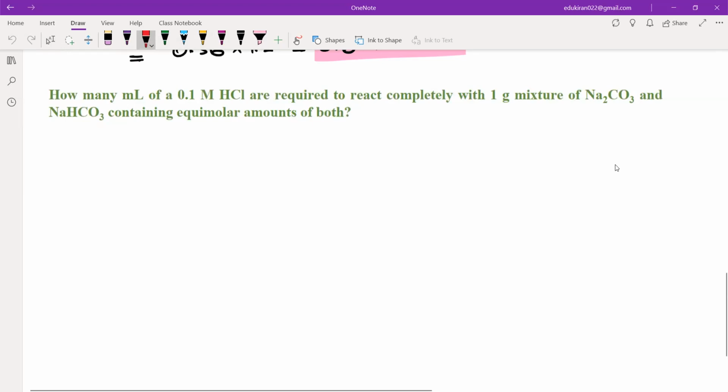This is, I would say, the trickiest question in concentration terms. Okay, this is present in NCERT only. It's a very small question but its answer is very long. Write this question, raise your hand when you're done writing the question, then we will solve it.